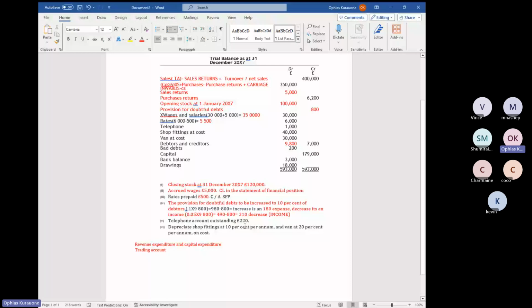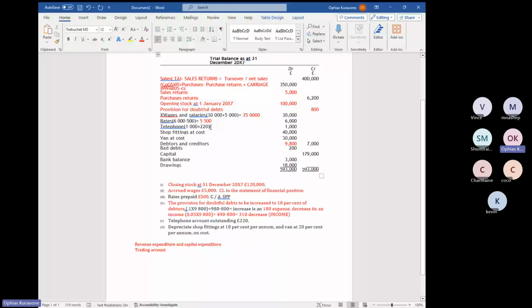So telephone account outstanding. Outstanding means it was not paid. So it becomes an accrued amount. So here we go again, 1,000 plus 220, because we did not pay. On the trial balance, we don't write the accruals and the prepayments. Then here we get, at the end of the day, 1,220.